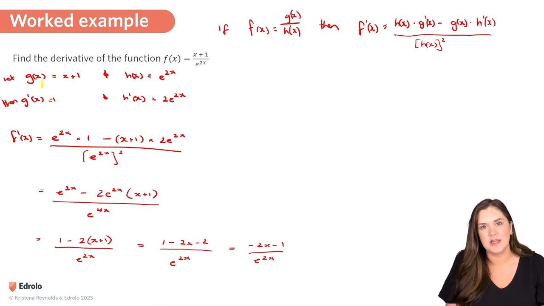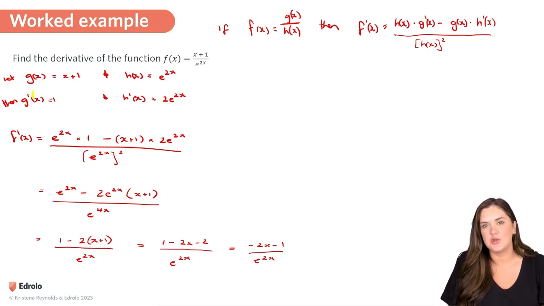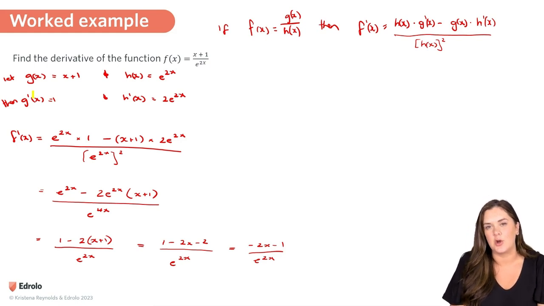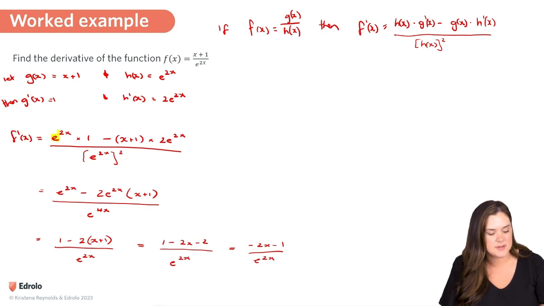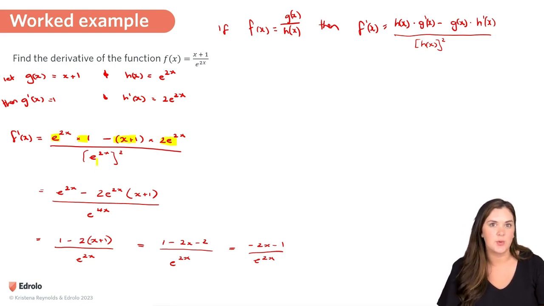So I've got g of x equals x plus 1 and h of x equals e to the power of 2x. Differentiating them separately, I get the derivative of g equals 1, and the derivative of h, I get 2e to the power of 2x. So now I'm going to put all of that information into our quotient rule over here on the right. So firstly, I have h of x multiplied by the derivative of g, and then I take away g multiplied by the derivative of h. Then I divide all of that by h squared.